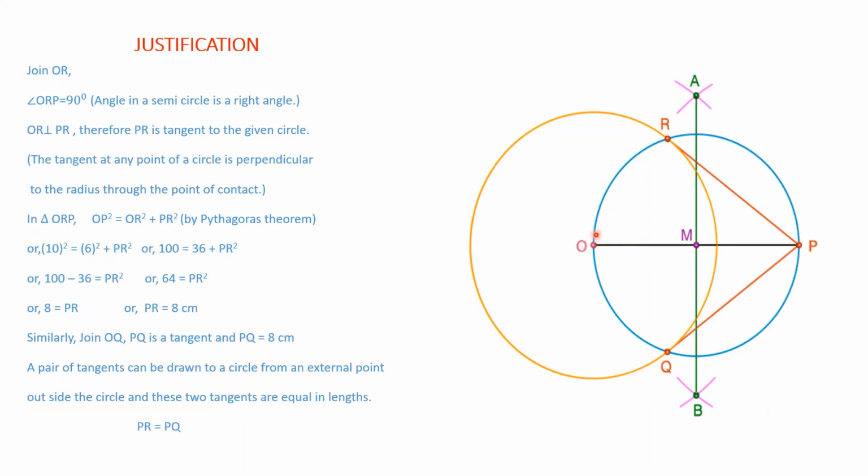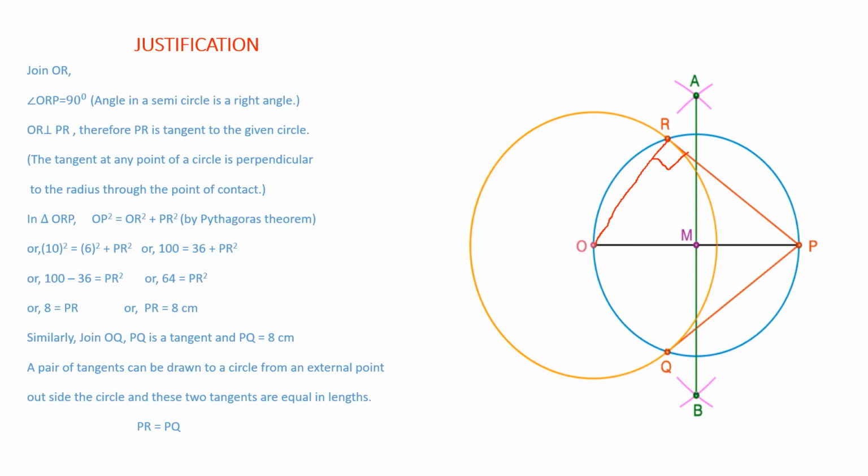Now join OR. We see this blue circle. M is the center of the circle and MO is the radius of the circle, and this circle passes through P, so OP is the diameter of this circle. Now ORP is the semicircle of this blue circle, and this angle ORP is the angle in the semicircle, and we know the angle in the semicircle is a right angle, so ORP is a right angle.